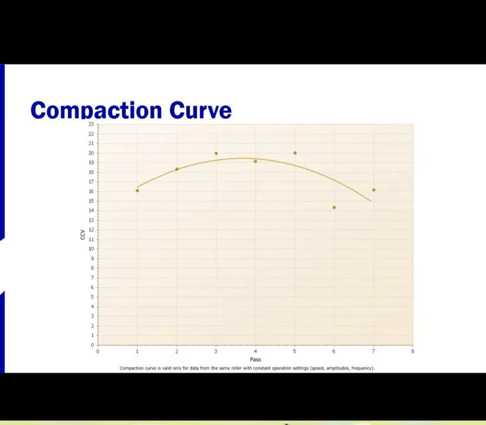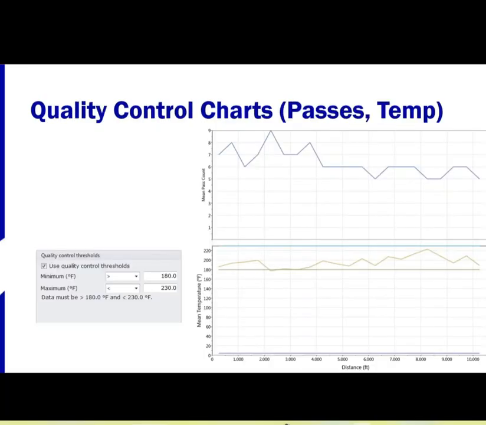That's one thing called the compaction curve. In this case, it is the average value of the stiffness data for each pass. You can see from pass 1 all the way to pass 7 there is an increase and then a decrease. This compaction curve shows the trend of the stiffness data. In this case, after 5 passes, it's over-compacted and starts to go down.